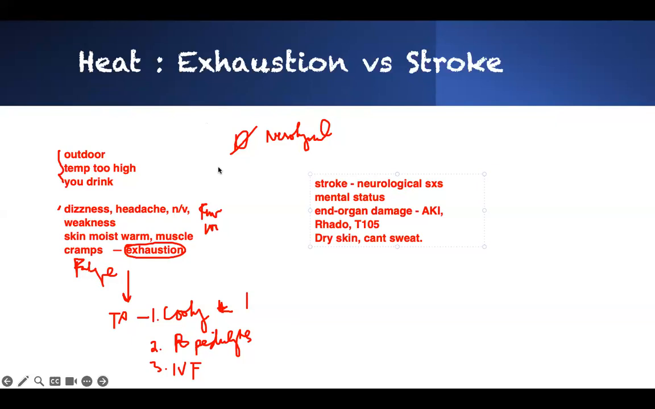I thought Pedialyte can be used for diarrhea. Yes, this patient is dehydrated, so you can give them Pedialyte to replace the electrolytes. It has a lot of electrolytes, so you can give it to them. That's why we give it to diarrhea patients.